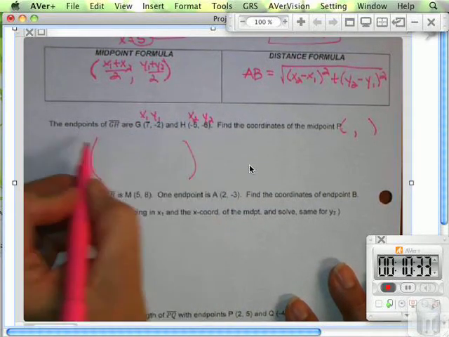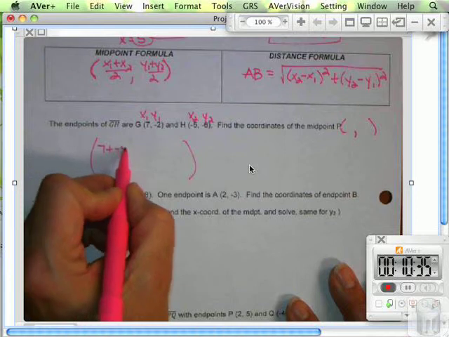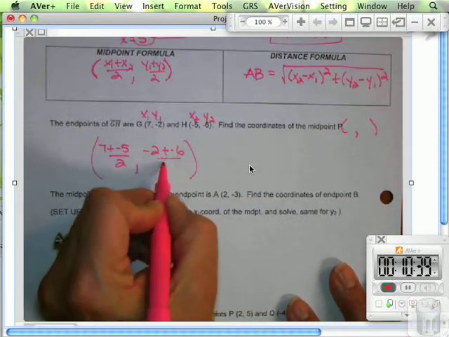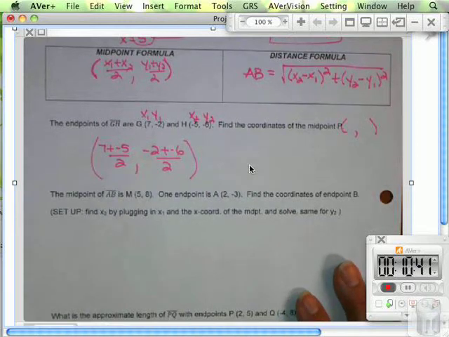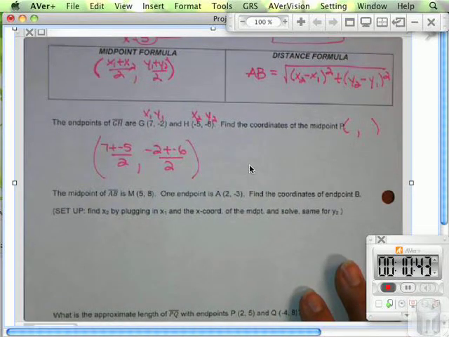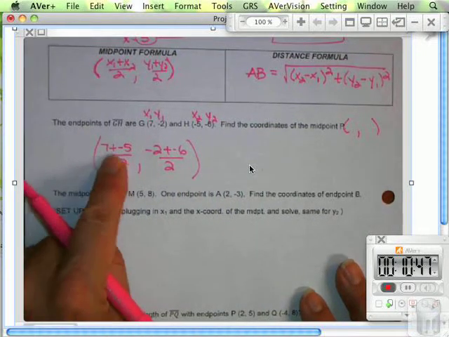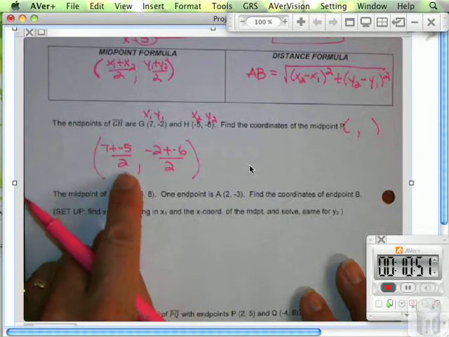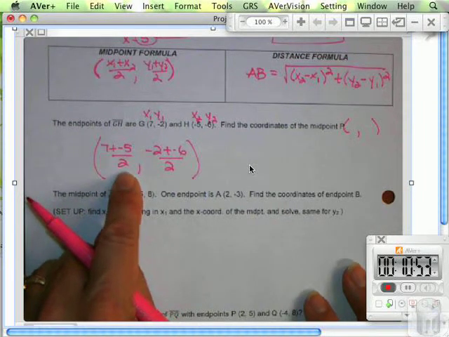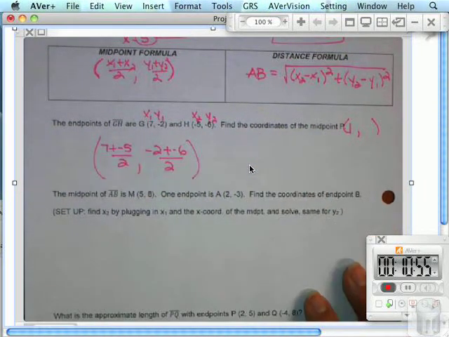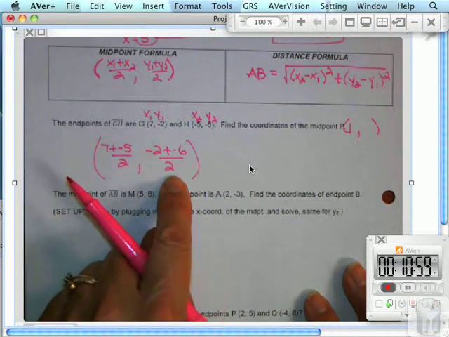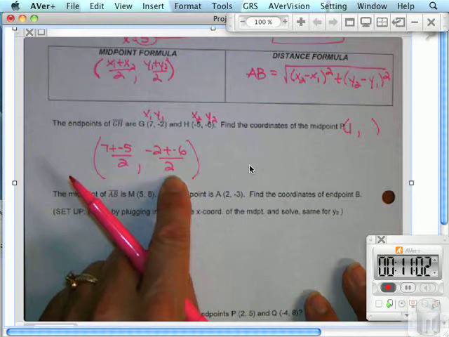x1 plus x2 divided by 2. -2 plus -6 divided by 2. And do the math. 7 plus -5 is 2, divided by 2, what does that give me? 1. I'm going to fill that in my ordered pair there. -2 plus -6 is -8, divided by 2, -4.